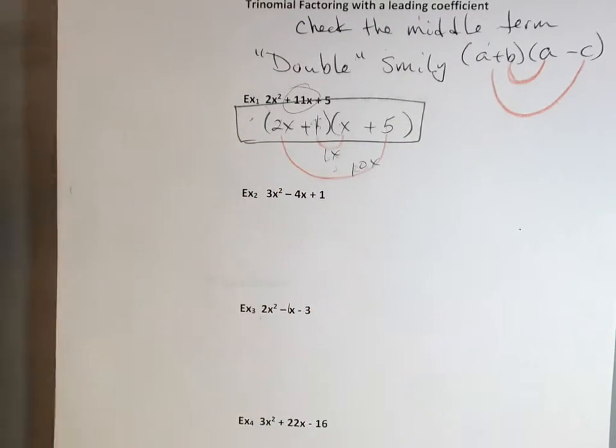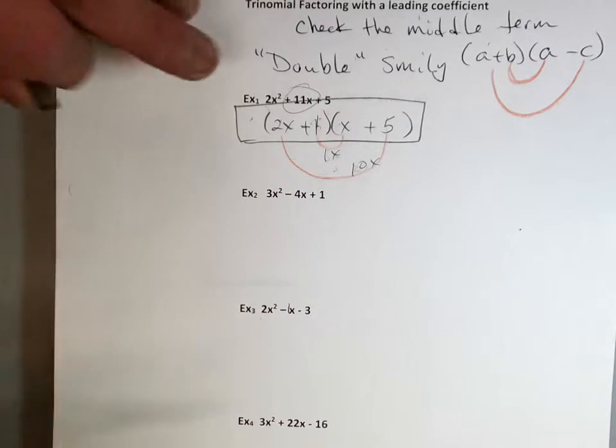And if you wanted to go and just go this times this, this times this, this times this, this times this, you'll get 2x squared plus 11x plus 5, won't you? You'll get 2x squared plus 11x plus 5, right? So, what they are is the same problem.